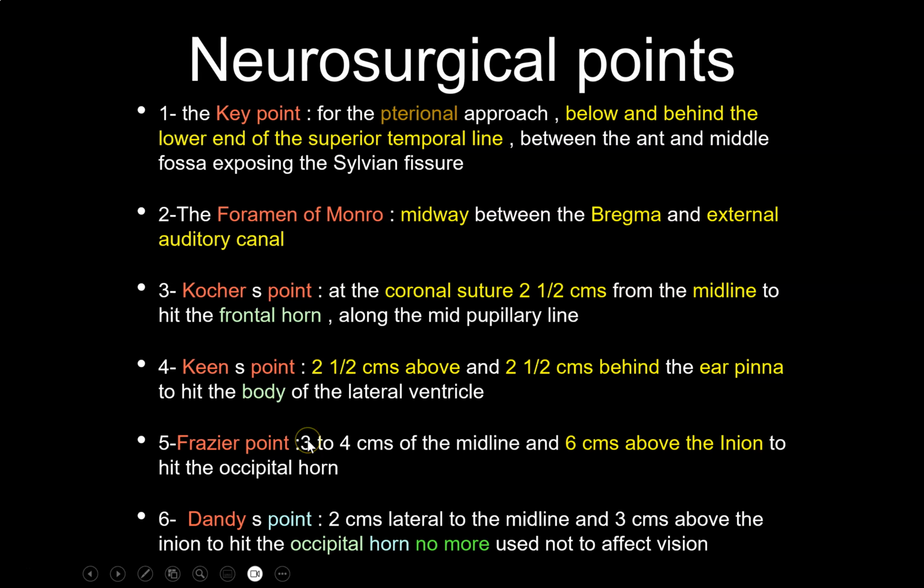And Frazier's point is 3 to 4 centimeters off the midline, not 2.5, and 6 centimeters above the inion, to reach the occipital horn and the body from posterior. And last is Dandy's point, which is no longer used. It is 2 centimeters lateral to the midline and just 3 centimeters above the inion, hitting the occipital horn, but it is no longer used because it can cause damage to the occipital lobe and affect vision.